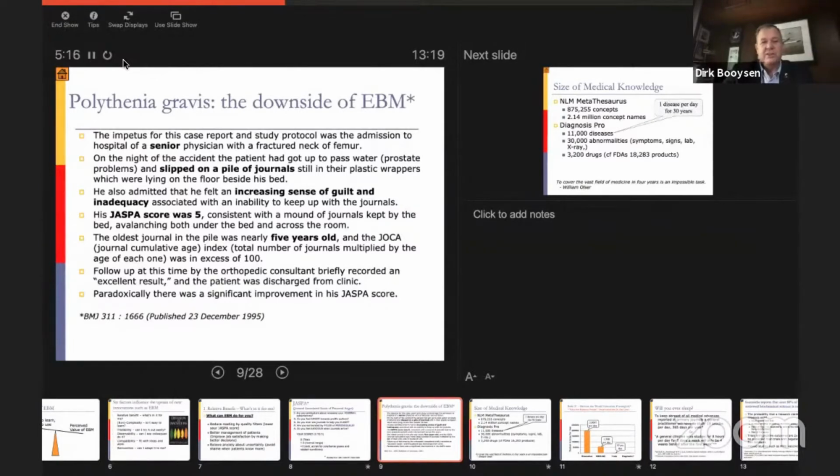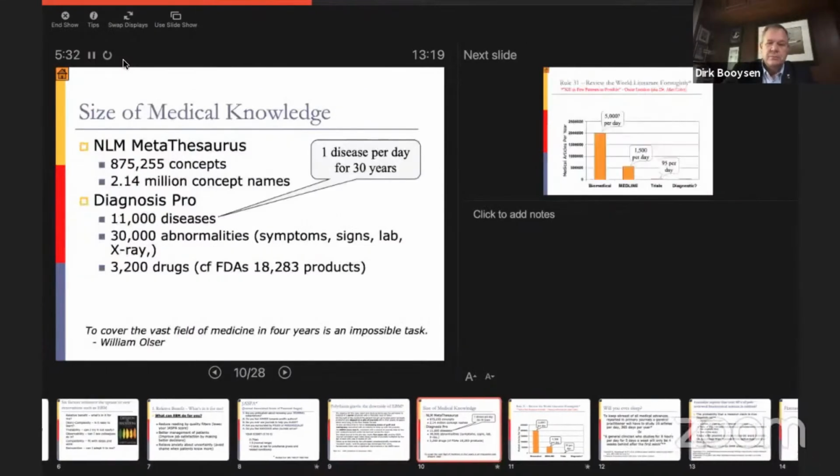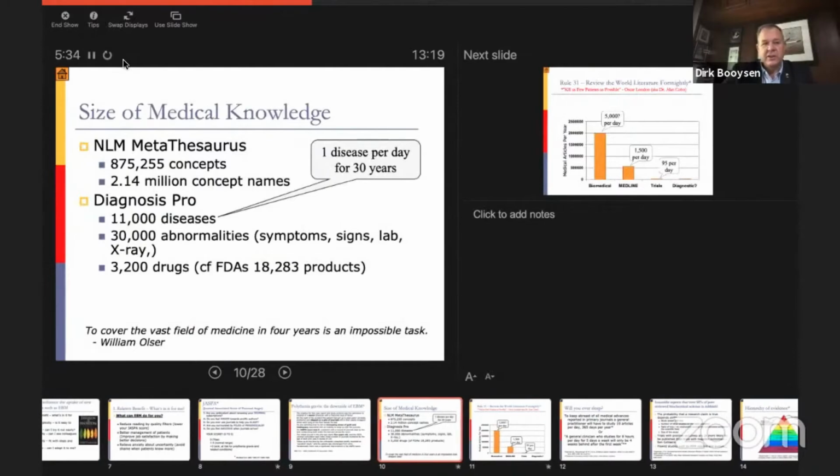His orthopedic surgeon was very happy with his progress, so he made an excellent recovery from his broken femur. But paradoxically, there was a significant improvement in his JASPER score because he changed the way he looked at these things. So why have we got all these problems? Have a look at the size of medical knowledge.